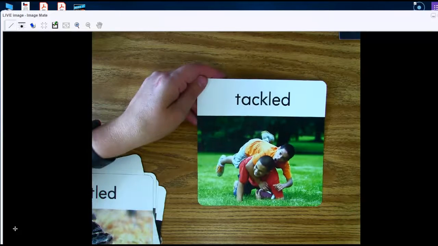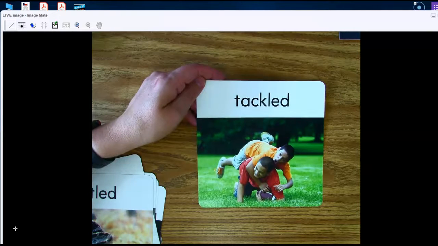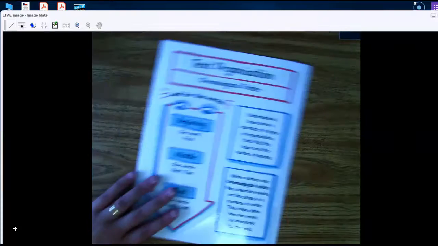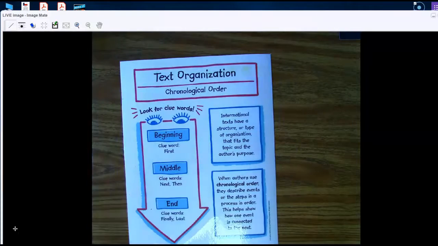Okay, tackled. Say the word. If you tackled someone, you pushed them to the ground. Okay, so those are our vocabulary words for this week. So our story this week, How to Read a Story, has an organization. And we've been working on our writing having organization using words like time words, like next, then, after, finally, last. Those are words that are time words.